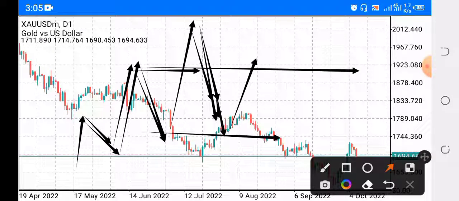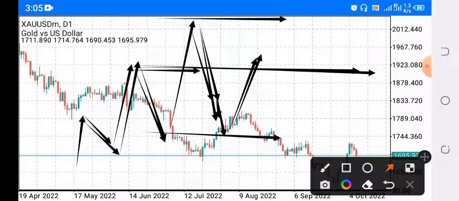This is what causes a head and shoulder, and also the QM pattern. It fails to break here, or even breaks it a little, but fails to reach this zone, and the trend reverses. This is the reason for a head and shoulder.